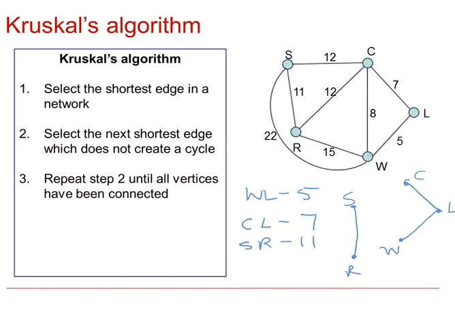We now just have to connect the CLW to the SR, and we could either do that by choosing SC or CR. It doesn't really matter. Let's choose SC. We now have a minimum spanning tree with a value of 35. You will notice that this has the same weight whether we obtain it via Prim's algorithm or Kruskal's algorithm.